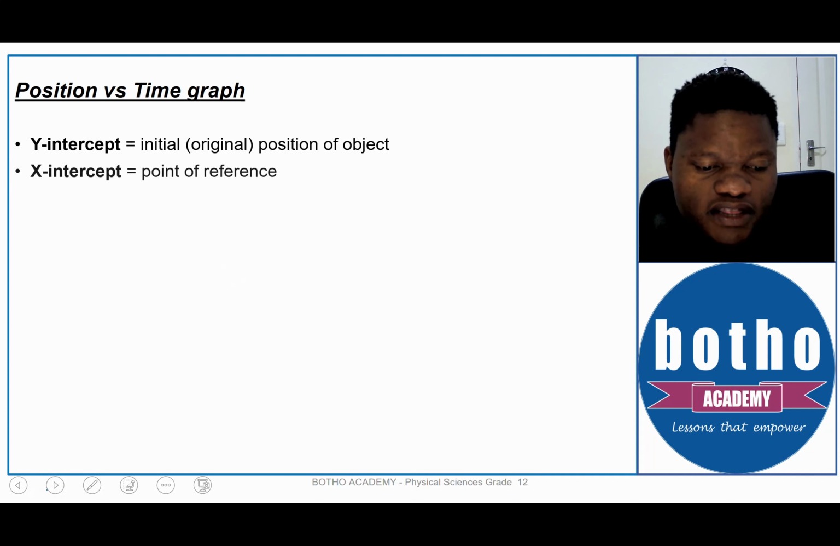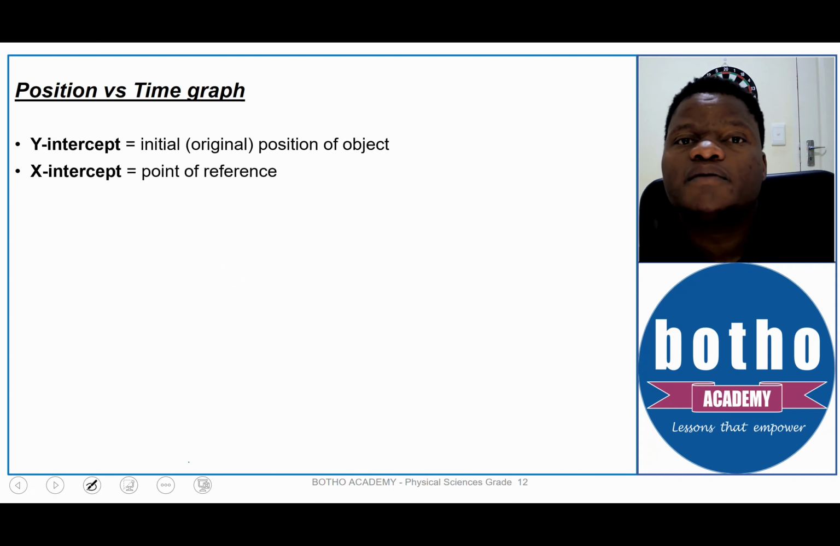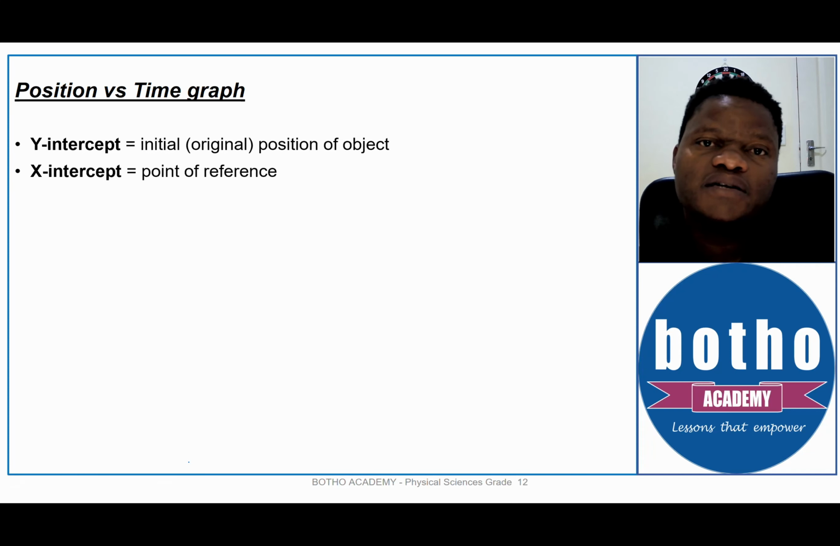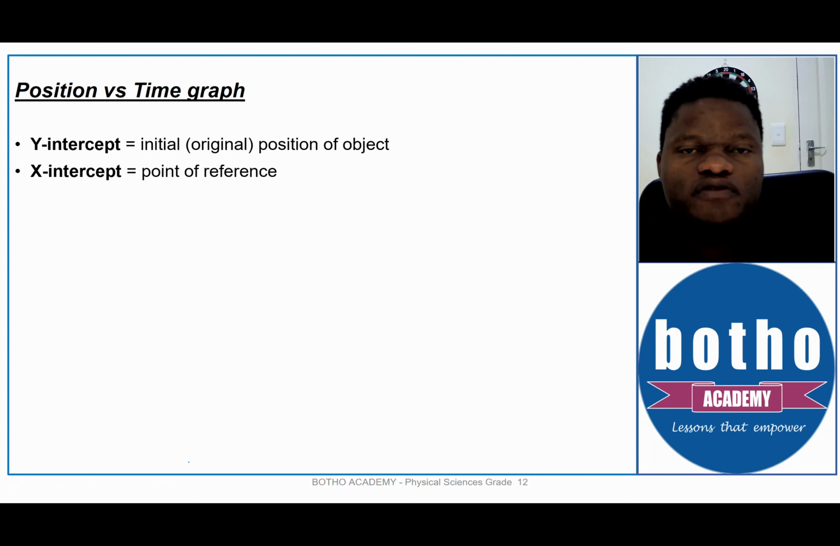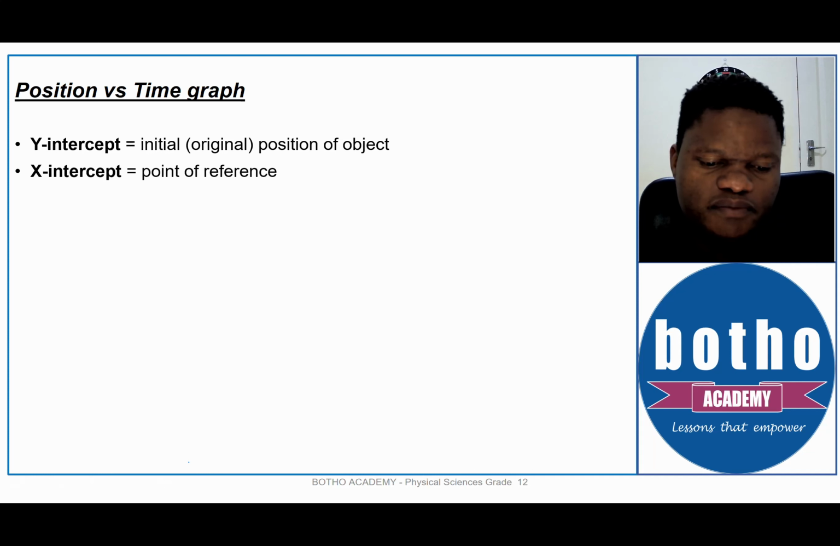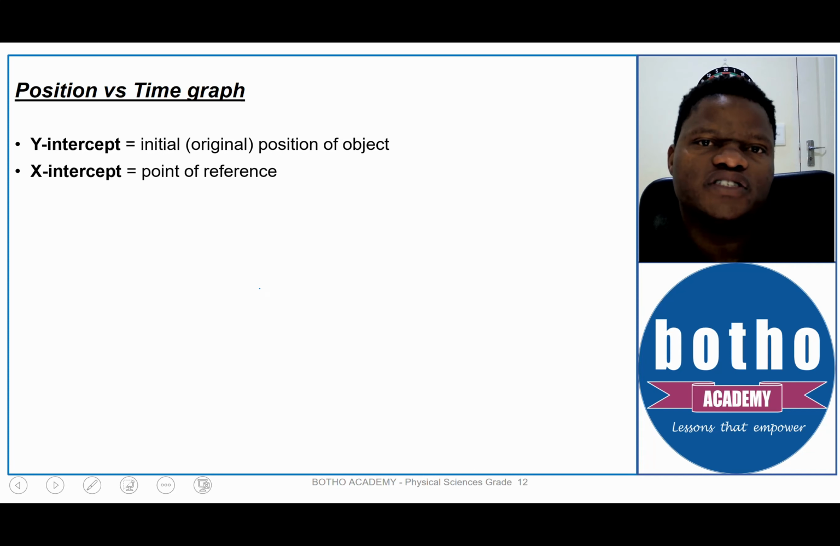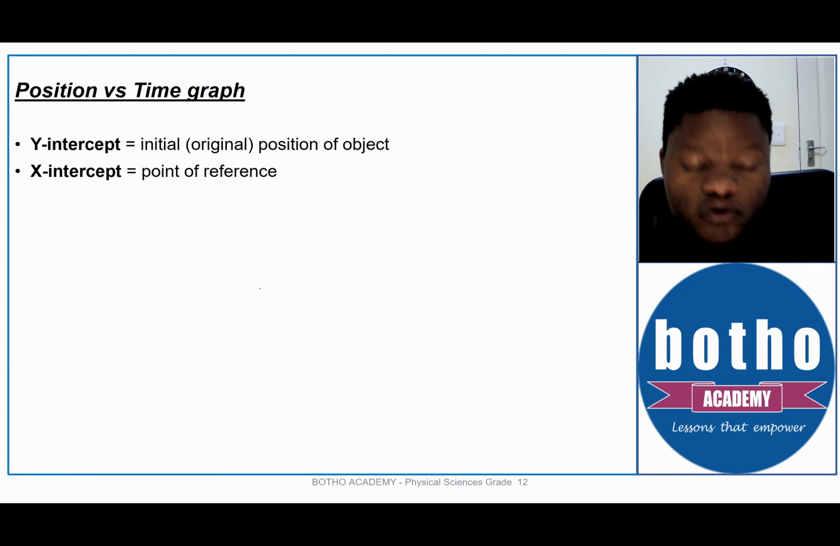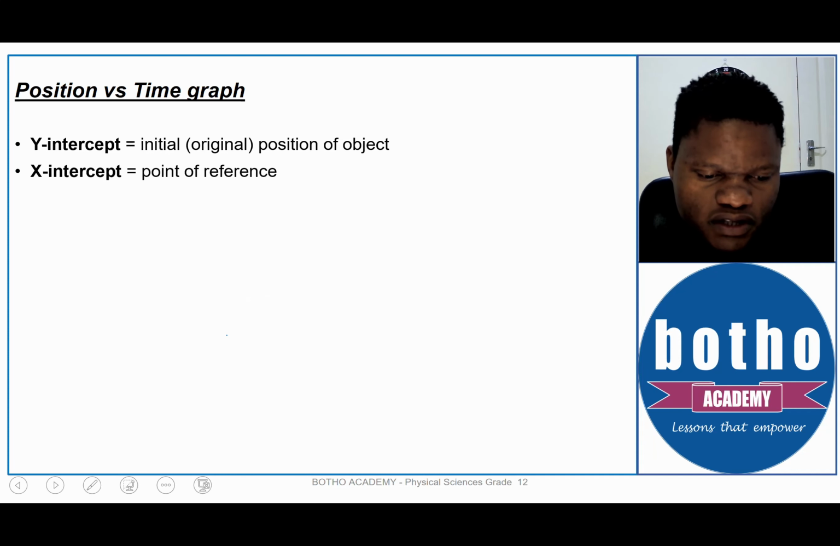Then the x-intercept represents the point of reference. Sometimes the question paper will tell you that the point of reference is the ground, or sometimes the point of reference is the top of the building. So most of the time the point of reference is the ground. All right, so the x-intercept represents where we consider the measurements from. We start measuring the height of the object, or the position of the object, from there. That would be your point of reference.